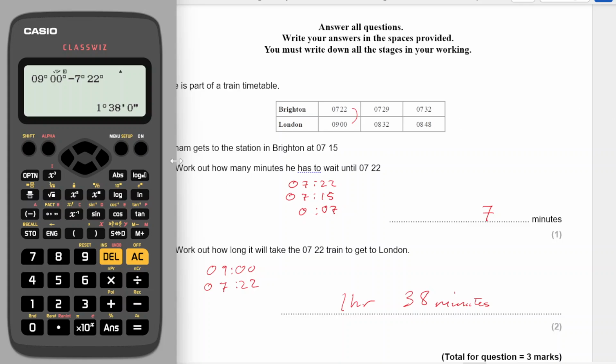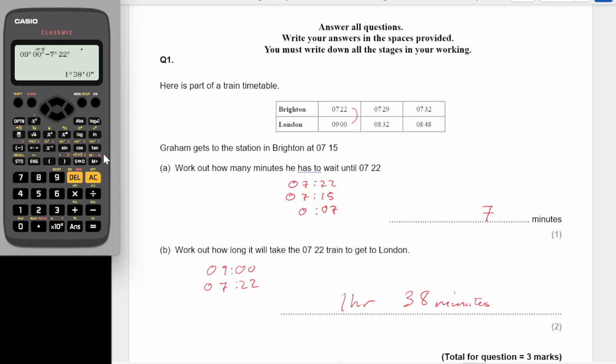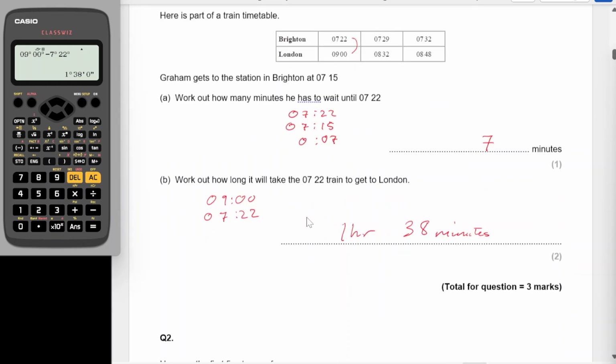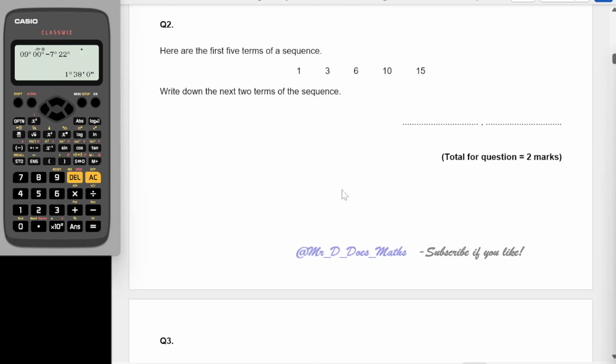Let's just make my calculator a bit smaller again. There we go. Question 2. Here are the first 5 terms of a sequence. Write down the next 2 terms in the sequence. We want to look at the differences. So the difference there is 2, difference there is 3, difference there is 4, difference there is 5. The next difference must be 6, so we're looking at 21. And then the next difference there must be 7, so we're looking at 28.